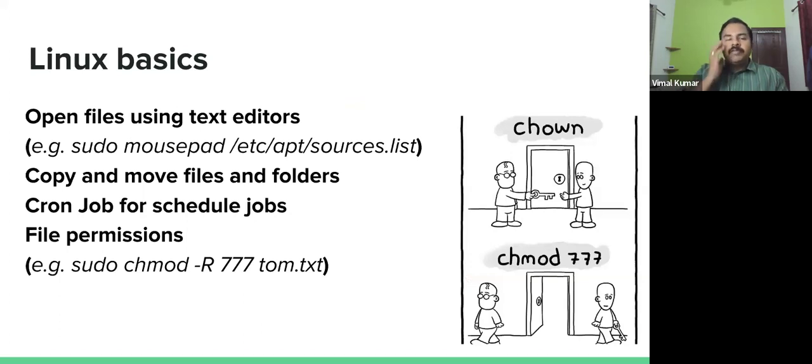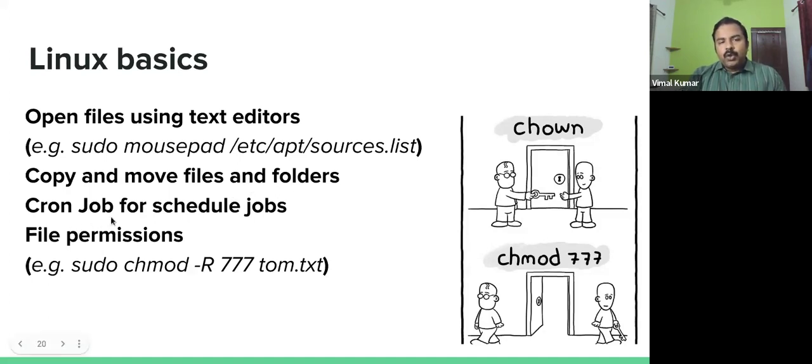What are the Linux basics we have to acquire? First, open files using a text editor. In Windows, we can double click, open files, make changes and save. But in Linux, we have to apply commands to open these files. For example, here is a command to open a particular system file from Koha using a text editor. This command may feel difficult for beginners, but if we become familiar with these commands, you can easily manage Linux. Then copy and move files and folders from one place to another.